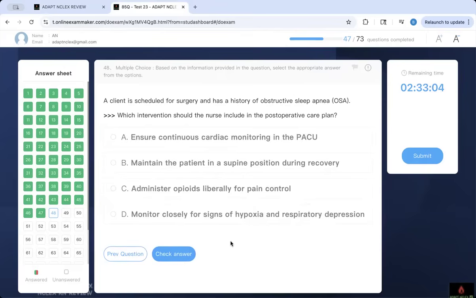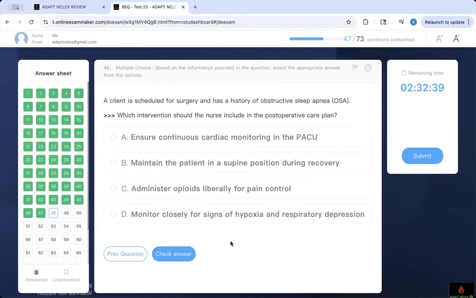A client is scheduled for surgery and has a history of OSA, obstructive sleep apnea. Which intervention should the nurse include in the post-operative care plan? Ensure continuous cardiac monitoring in the PACU, maintain the patient in the supine position during recovery, administer opiate liberally for pain control, monitor closely for signs of hypoxia and respiratory depression.